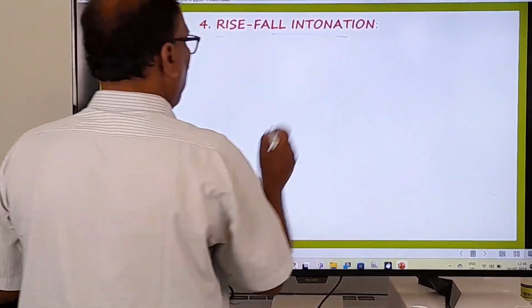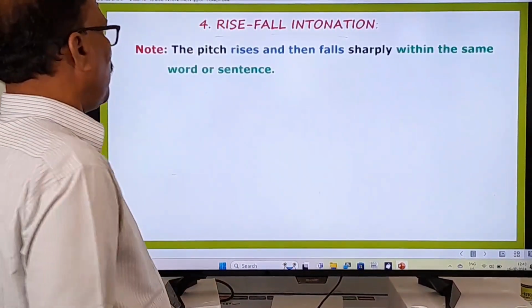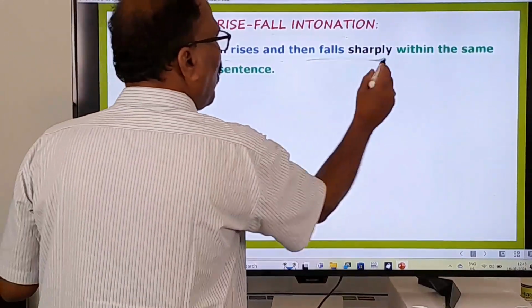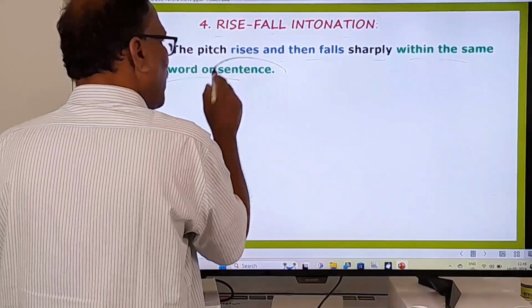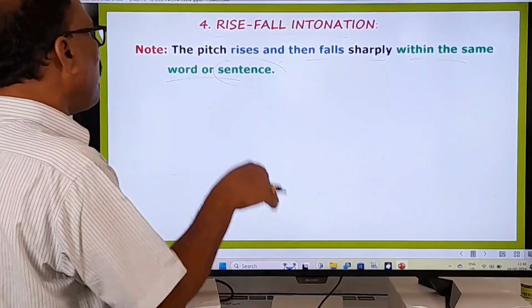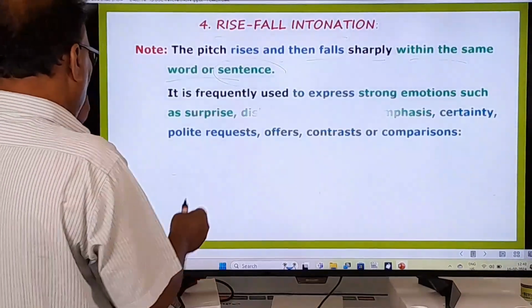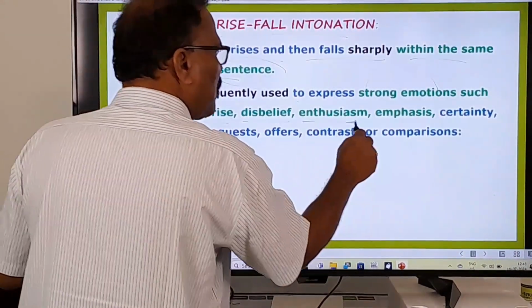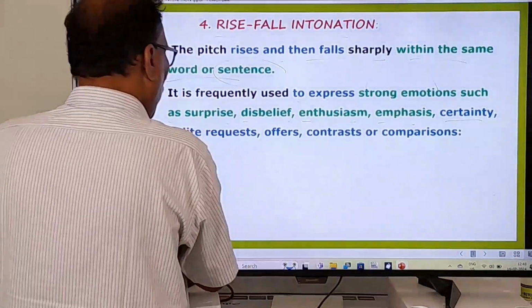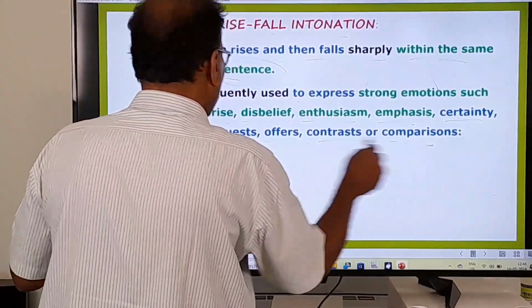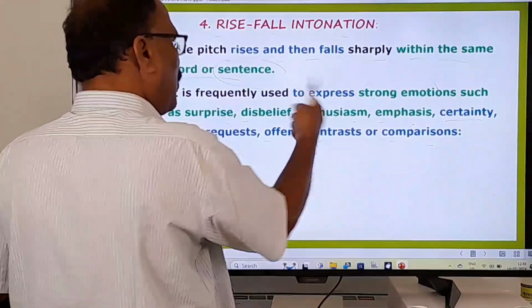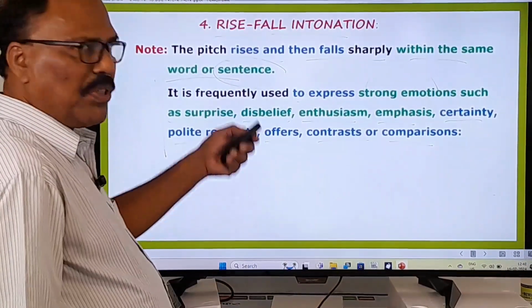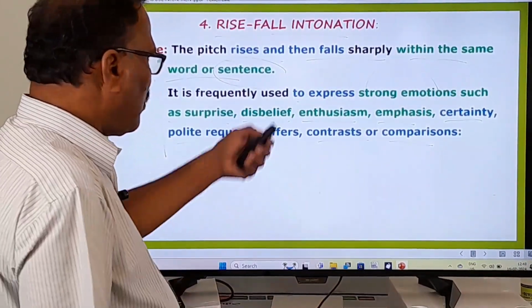Rise fall intonation. Where do we use this rise fall intonation? The pitch rises and then falls sharply within the same word or sentence. It is frequently used to express strong emotions such as surprise, disbelief, enthusiasm, emphasis, certainty, polite request, offers, contrast, and comparison. In all these things, rise fall intonation is used. I'm going to give you examples to make you understand all these things.